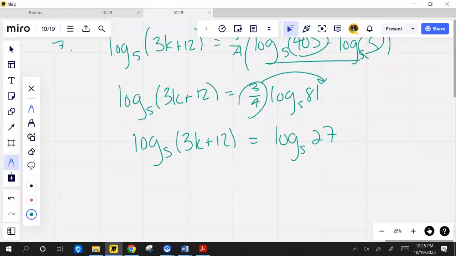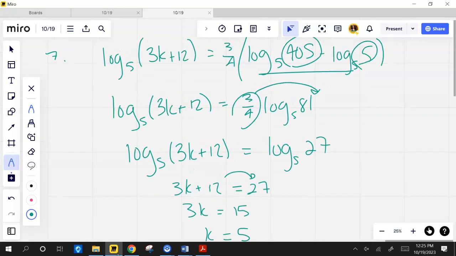Now I can drop the logs off. Equals 27, subtract 12. Oh, 15, just kidding. The 405 divided by 5.